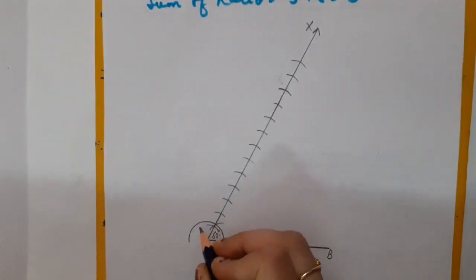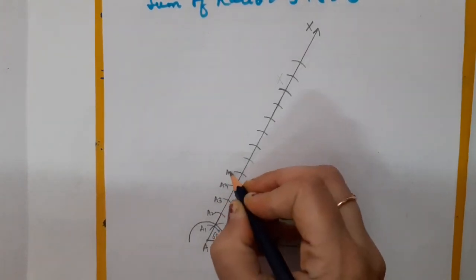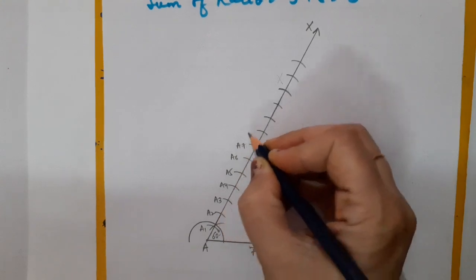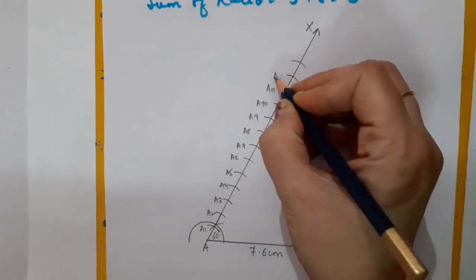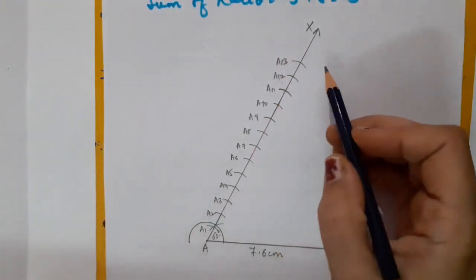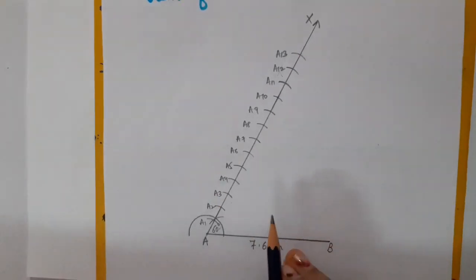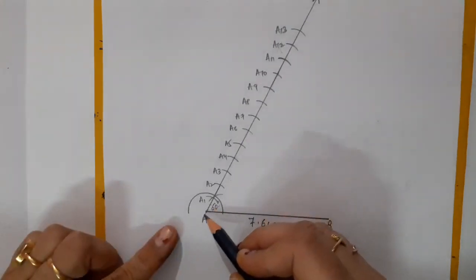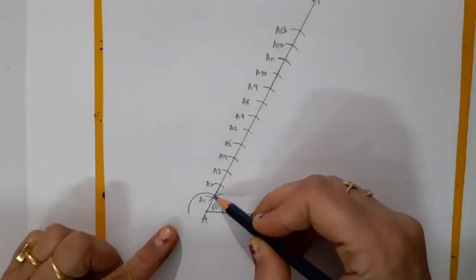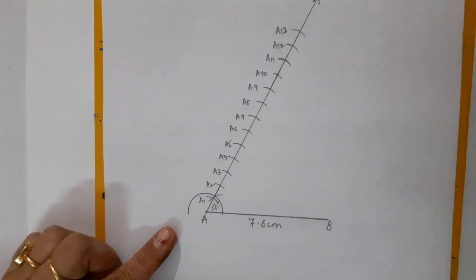So let us give them the names: this is A1, A2, A3, A4, A5, A6, A7, A8, A9, A10, A11, A12, and of course the last arc will be A13. What did I say? While opening the compass of any suitable radius, you are going to draw equal arcs. How equal? The gap between the arcs must be the same. Like A1A2 must be equal to A2A3, that must be equal to A3A4 and so on. Understood?